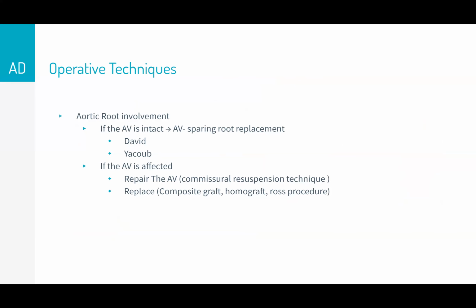If the aortic valve is intact, you would just do aortic valve sparing root replacement. If it's affected, you would either repair it, and I don't think this is done anymore because I think this has a higher risk of aneurysms later, or you would replace it using a composite graft like the Bentall procedure, or a homograft, or a Ross procedure.